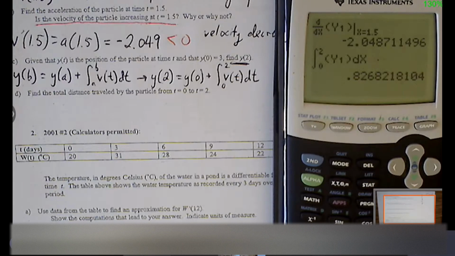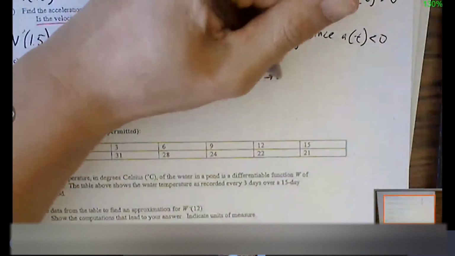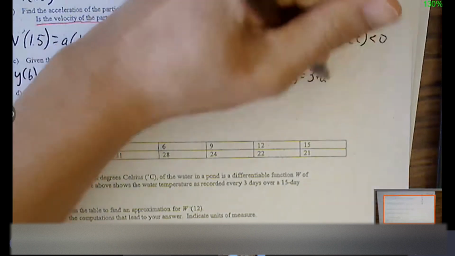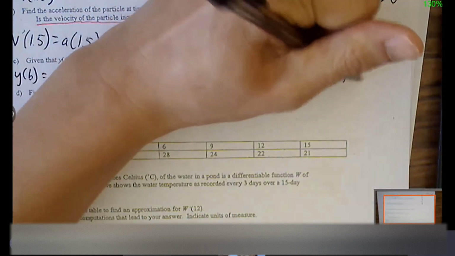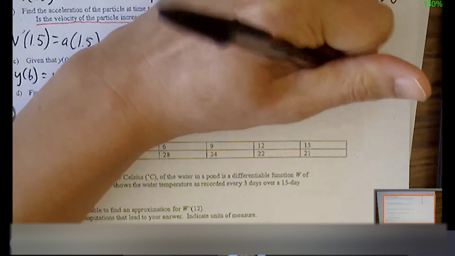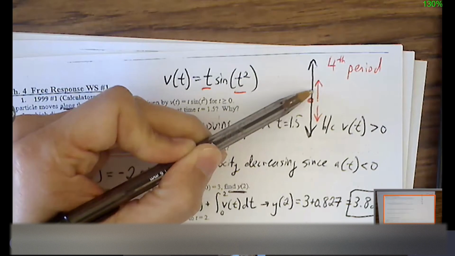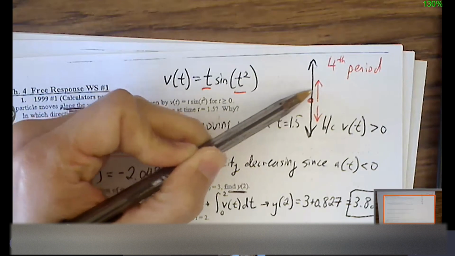0.827. So if I know that I'm going to make that progress in that time interval, I'm going to take that progress, add it to my starting point, and then I'm going to know exactly where this particle is going to be located at t equals 2. So it started at 3, it made a progress of 0.827, so it's going to end up at 3.827.